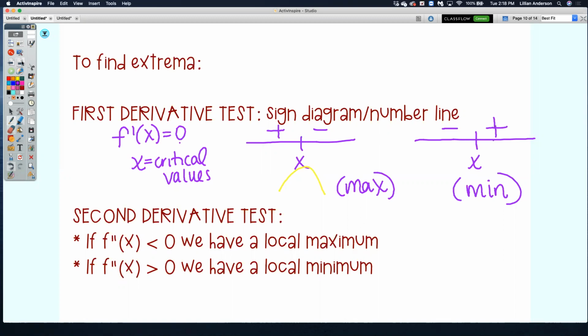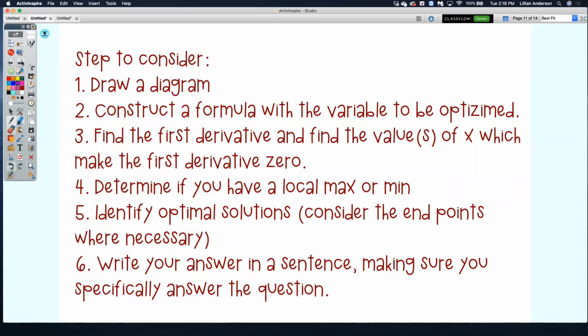Ready? Okay. All right. So this all plays into optimization. These are just a few steps and a few things to consider when we're doing these optimization problems. Step 1, draw a diagram. Okay? If you're given a situation that talks about a rectangular piece of tin where the corners are cut off and it's folded to create a three-dimensional shape, maybe a diagram could help. Step 2, and this is the most important step because everything is based off of it: construct a formula with the variable to be optimized. Without that step, you cannot do any other step.